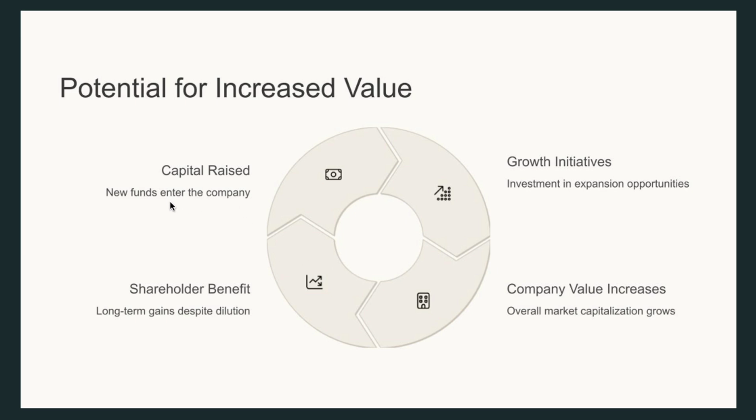Capital raise. So new funds enter the company. So you've already been using this tool, maybe since 2019. You're like, man, I'm still using this tool from 2019. I'm making $1,000 a month off of my webinars or my coaching or something like that. I don't want this to stop off my initial investment of $200, right? The shareholder benefits, long-term capital gains despite dilution, meaning that you're still making money. In this case, with tools, you're still making money, right?